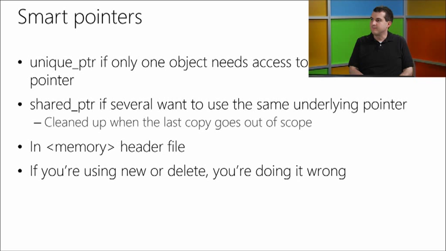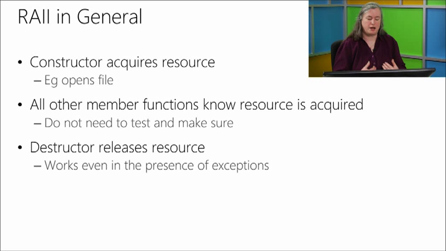Yep. So in general, the way RAII works, that's why I like to call it initialization is resource acquisition, the constructor acquires some sort of resource. It opens a file, it gets a lock, it makes a database connection, whatever it is that it does. This has an immediate benefit, by the way, because you can only initialize the object by calling the constructor, and the constructor is going to open the file, let's say. Your other member functions don't need to ask, is the file open? If it's not open, I should open it, and so on, because you know the constructor opened it. And then the destructor releases the resource. Even if there are exceptions, the destructor is still going to run. It's going to clean up that resource. We're going to be happy campers.